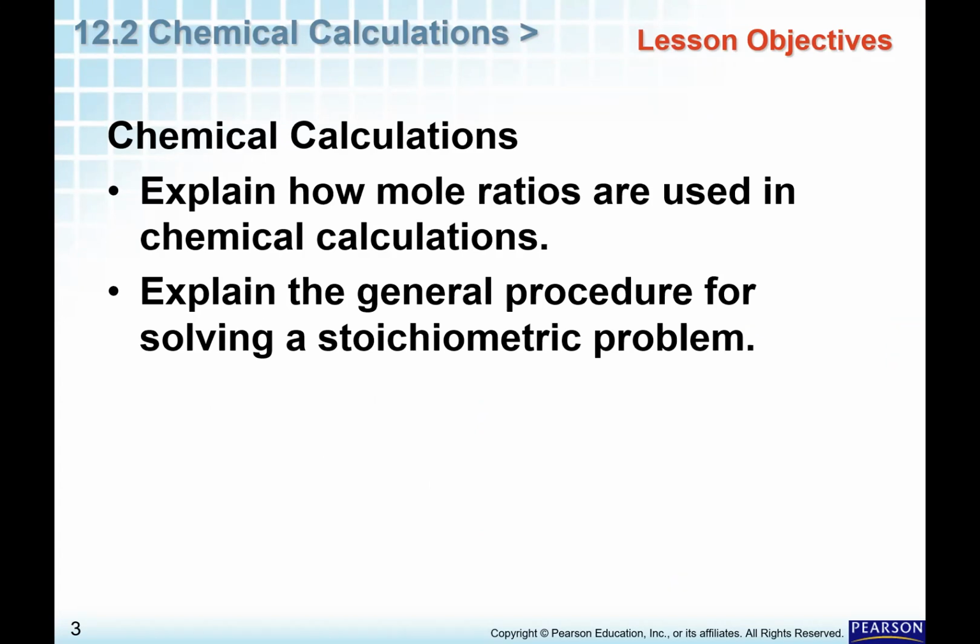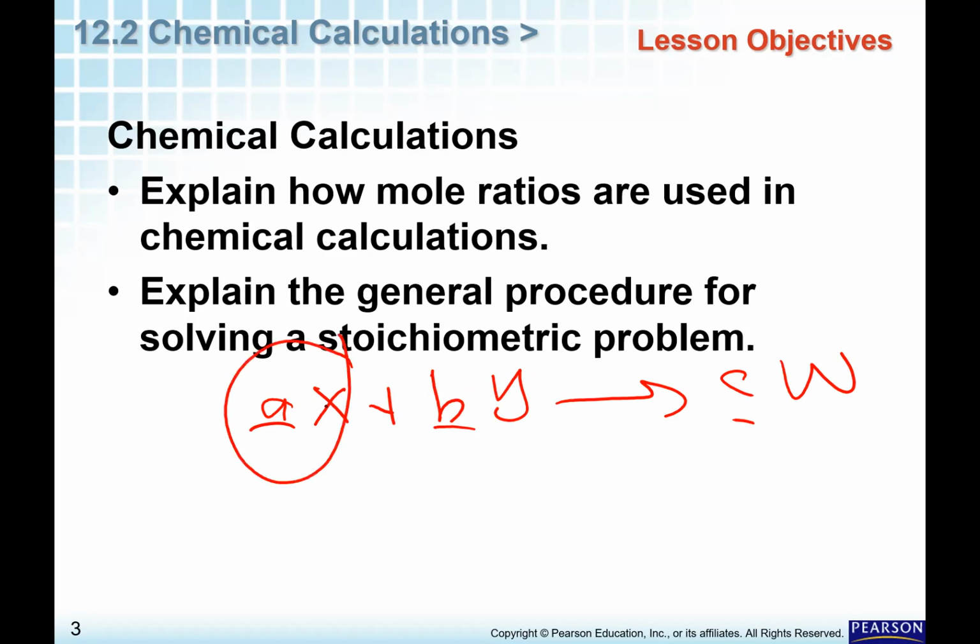In other words, if we have, let's say, A moles of X plus B moles of Y producing C moles of W. Now, A and B and C are the coefficients in a balanced chemical reaction. So if you were given the number of moles of X, for example, if we have 10 moles of X, then how many moles of W are we going to produce?